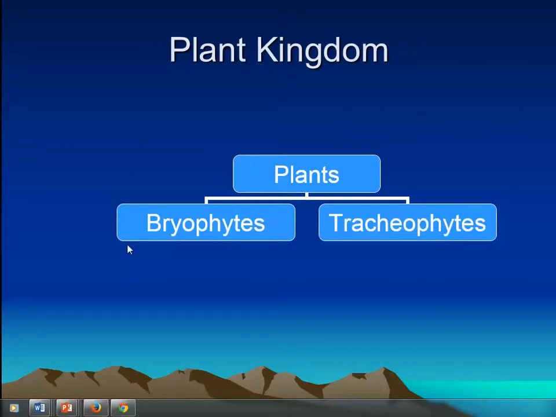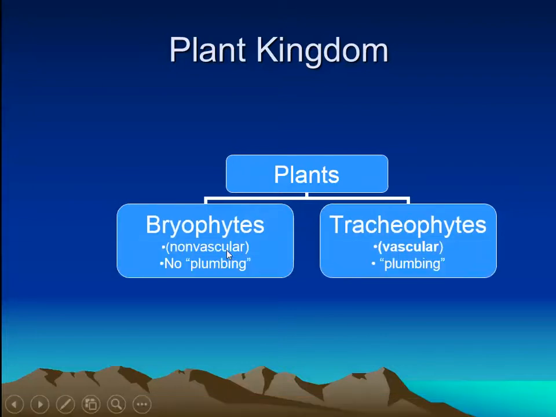So the root word phyte in biology means plant. So P-H-Y-T-E, that means plant. So we have two types of plants, bryophytes and tracheophytes. Well, I like to think of tracheophytes as the plants with plumbing and bryophytes as the plants without plumbing. So what do we mean by that?